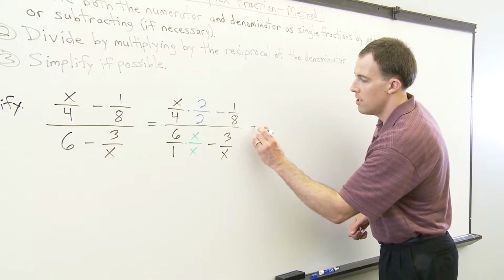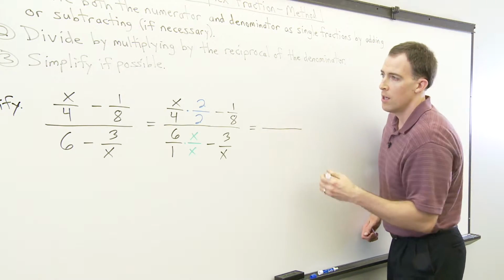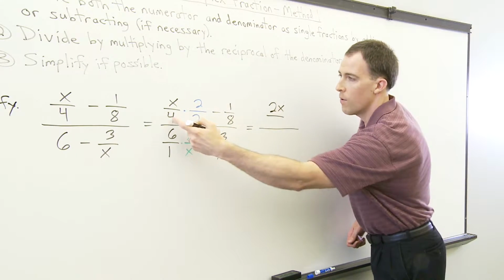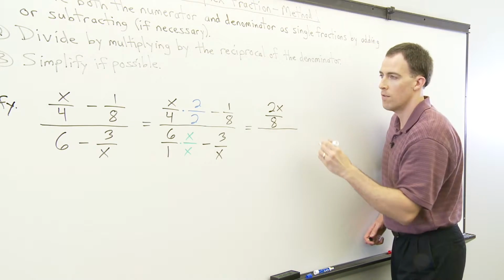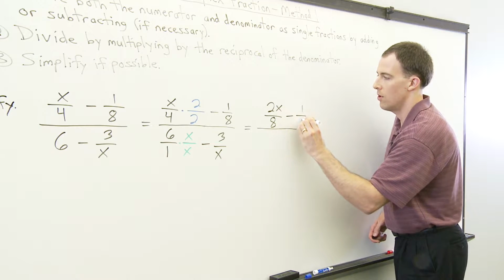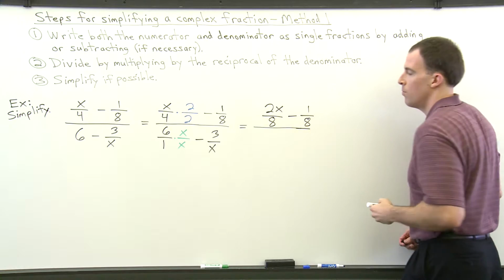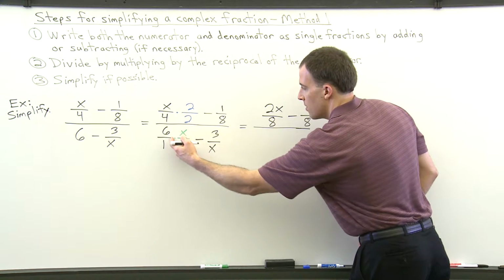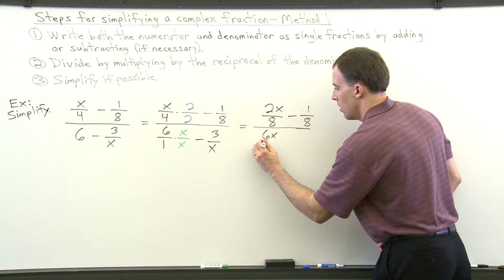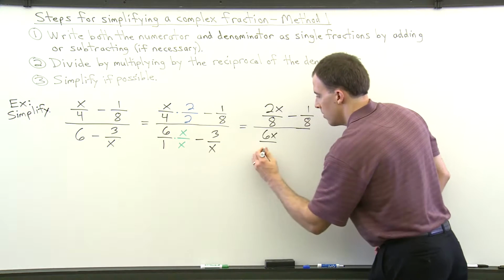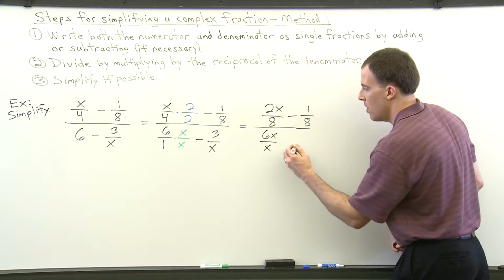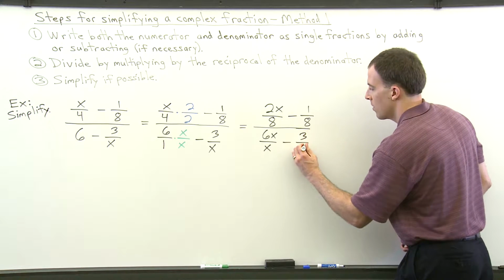So continuing now, x times 2 makes 2x, and 4 times 2 makes 8. So we have 2x over 8 minus 1/8. That's the numerator of the complex fraction. The denominator is going to be 6 times x makes 6x. 1 times x makes x. So the first term is 6x over x in the denominator, and then minus 3 over x.